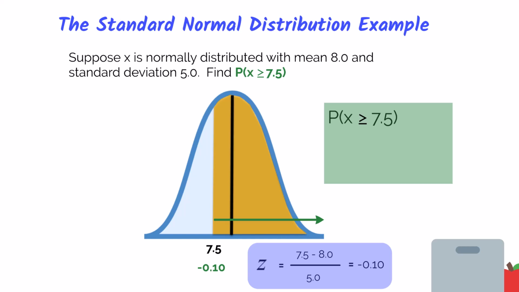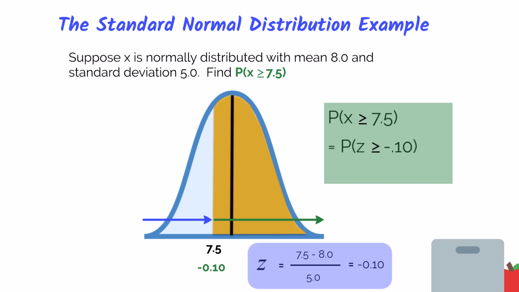Again, if you want to convert our x value into a z value by hand, we have the formula down here at the bottom. So plug in 7.5 for x, subtract the mean of 8, and divide by 5, and we get negative 0.10. We can rewrite our event of interest as the probability that z is greater than or equal to negative 0.10. Here we'll be using Excel again to do the calculations for us, but we know that it returns a cumulative probability from left to right.